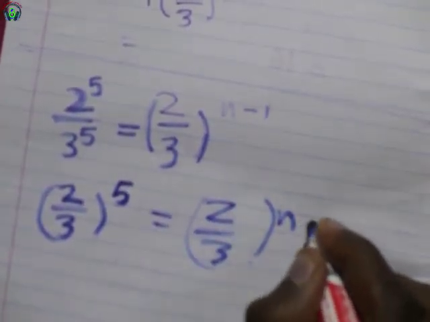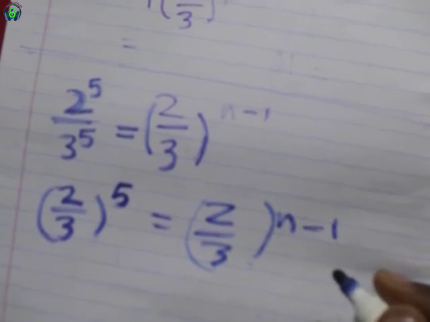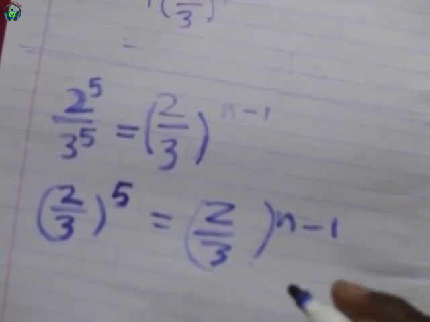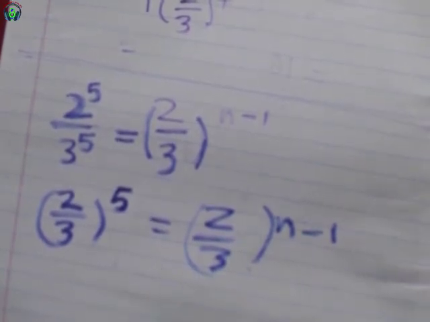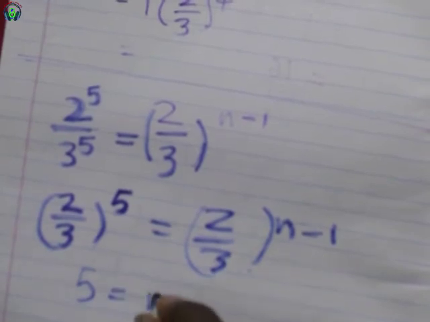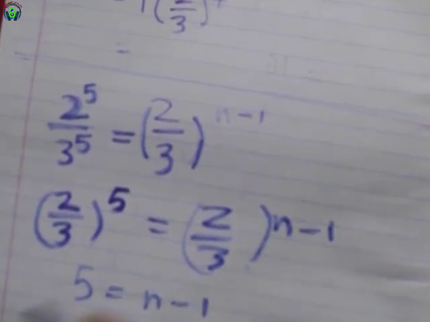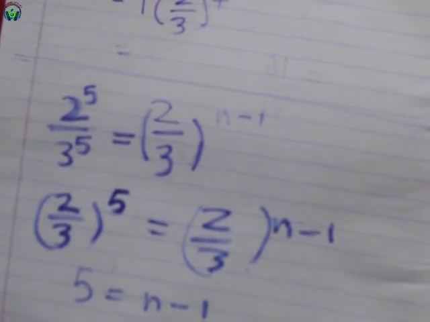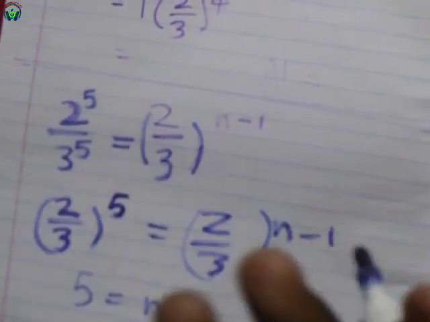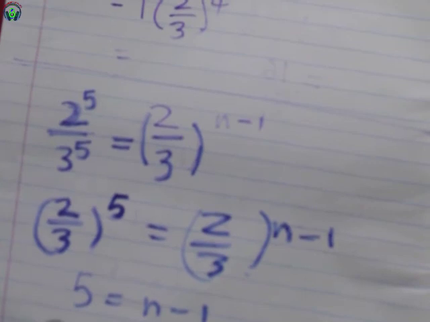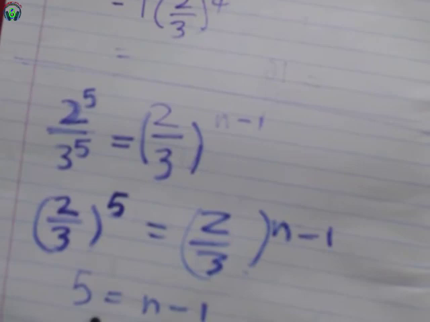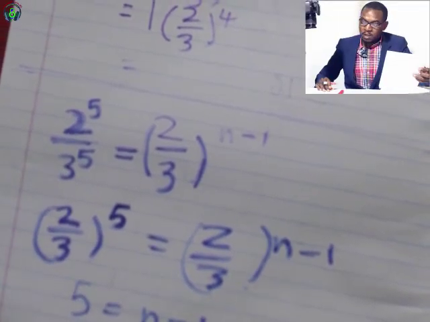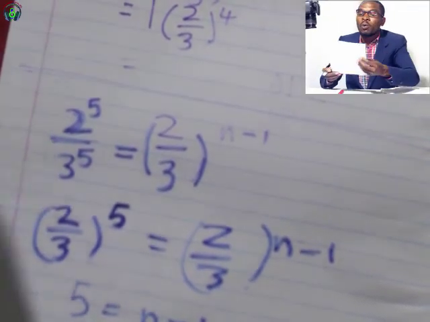Now we have an equation like 2 over 3 all to the power 5 equals 2 over 3 to the power n minus 1. Now the laws of exponents tell us that if the bases are equal, we must equate the exponents. So 5 equals n minus 1. Therefore, 1 must go to the other side, and when it changes sides, it must change its sign. So it's negative on this side. When it goes to the other side of the equal sign, it becomes positive. So it becomes 5 plus 1, which becomes 6. So n is equal to 6. This means that the 6th term is the one having a value of 32 over 243.